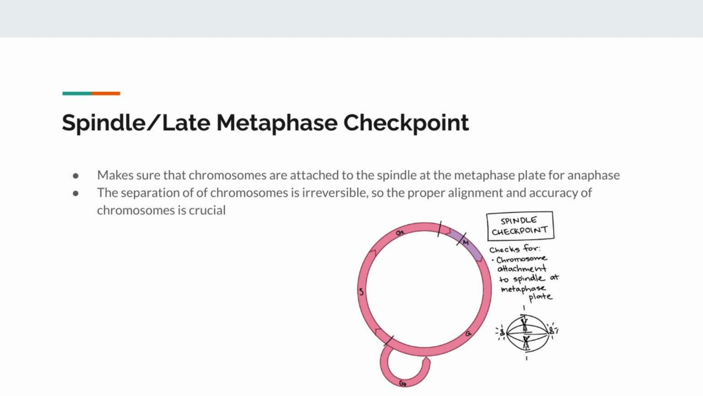The spindle checkpoint makes sure that chromosomes are attached to the spindle at the metaphase plate for anaphase. This step is very crucial because the separation of chromosomes is irreversible. So that means that it has to be very accurate and there needs to be proper alignment.